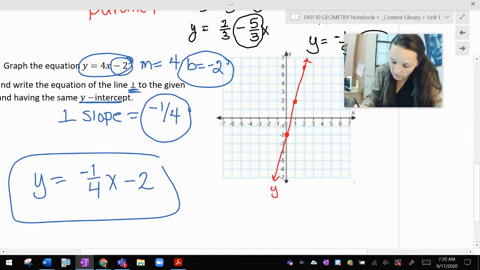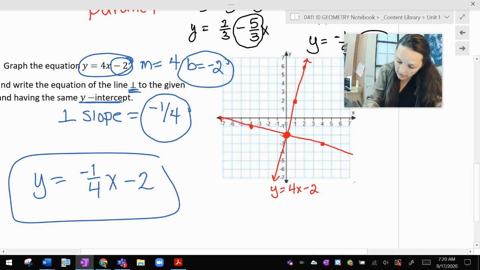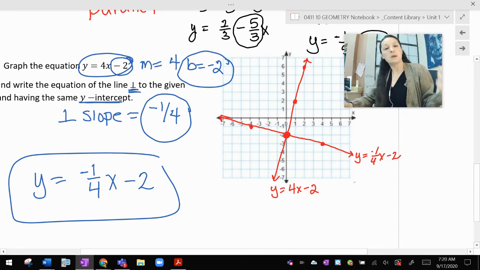Always label your lines. 4x minus 2. And then my new one is negative 1/4 x minus 2. So I'm going to start at negative 2 again and go down 1, right 4, down 1, and up 1, left 4, since I don't have enough room there. Draw that one in. Always label your lines. Ta-da!